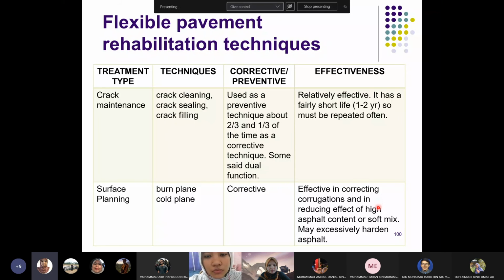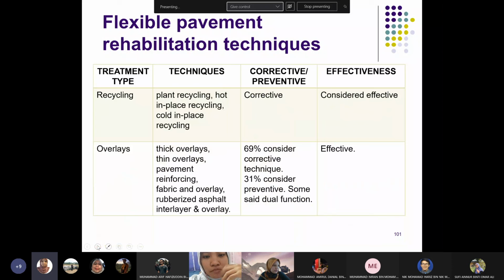Effective in correcting corrugation and reducing effect of high asphalt content or soft mix may excessively harden asphalt, right? Nah, ini jadi corrective lah. So, kalau tengok surface planing ni, dia lebih kepada you akan redo balik the whole surface layer, right? Okay, then we have the recycling. Recycling is corrective as well. Okay, bila turun ke bawah tu lebih banyak kepada corrective dah lah. Kalau tengok dia punya table tu, makin ke bawah makin corrective dan dia makin melibatkan cost yang tinggi.